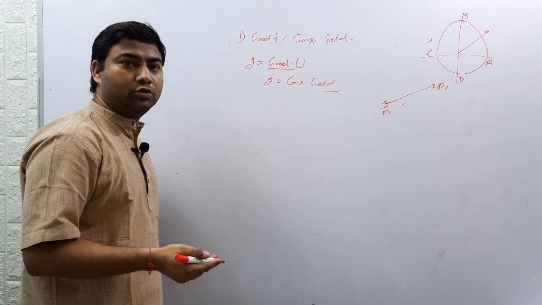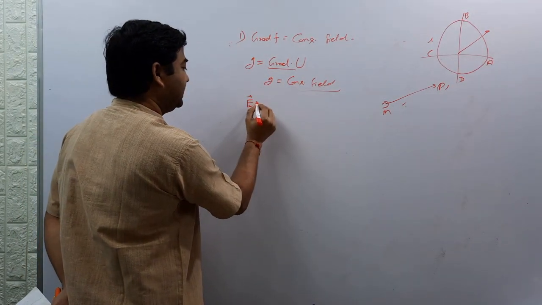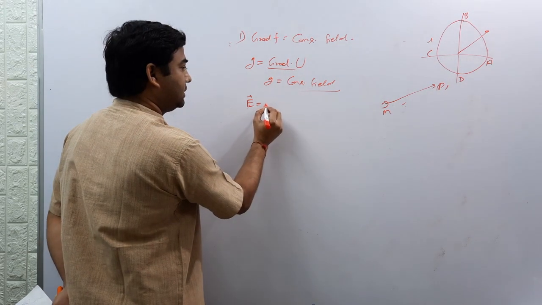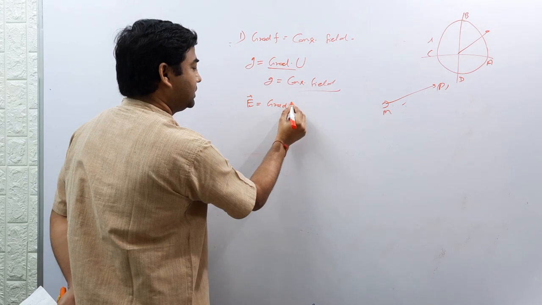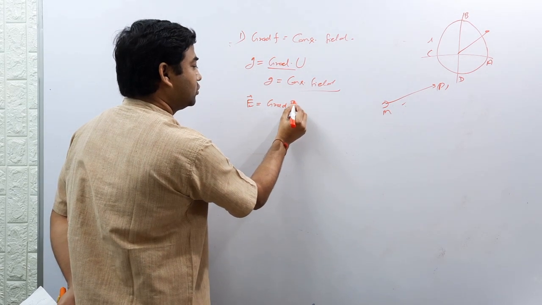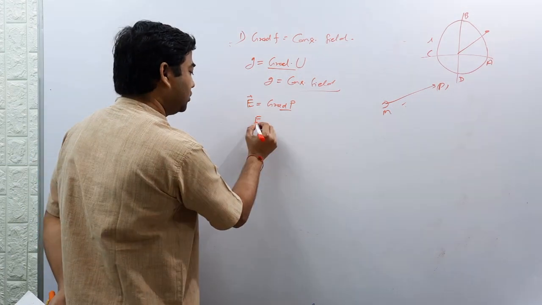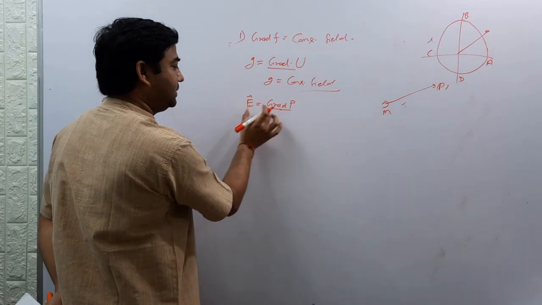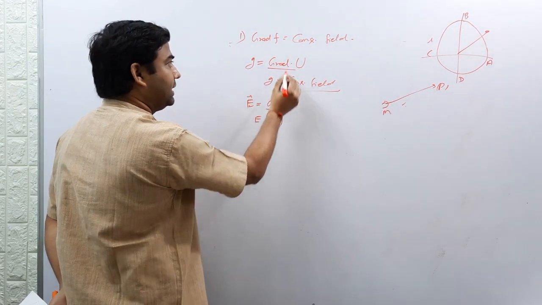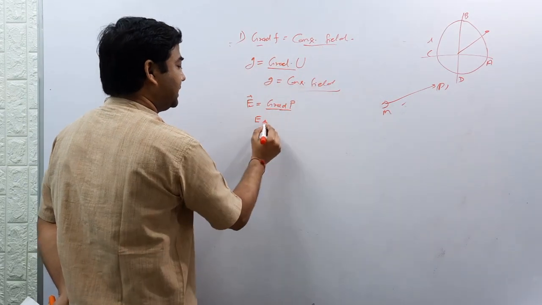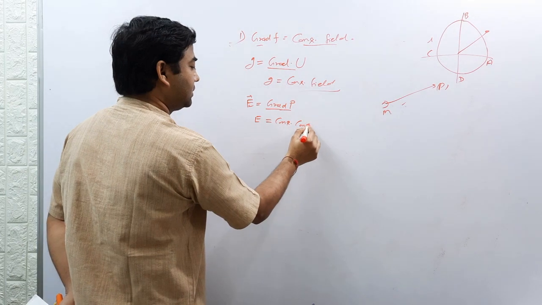Similarly, for the electric field, you will prove E, the electric field, is equal to grad of electrostatic potential energy. Because grad is obtained by derivative of a scalar field, and grad is always a conservative field, E, the electric field, is also a conservative field.